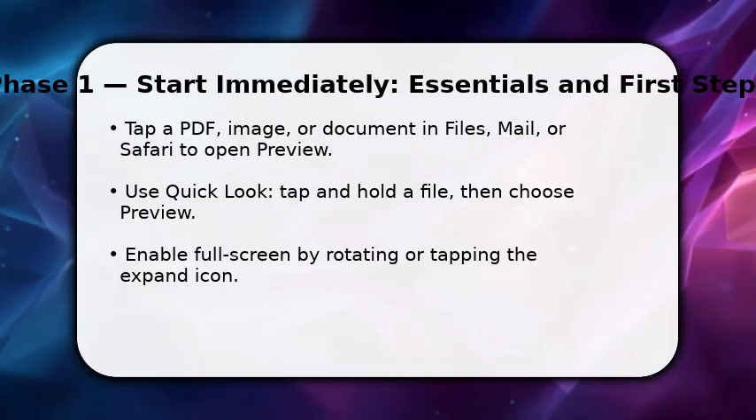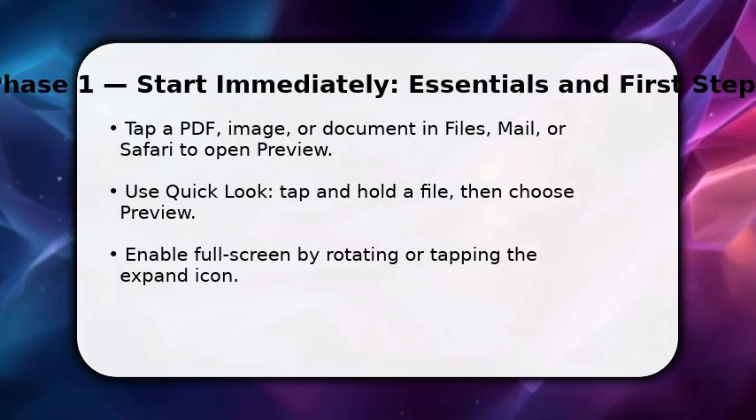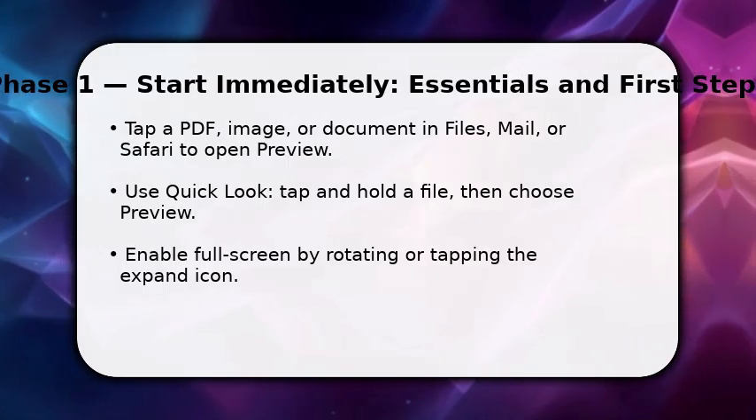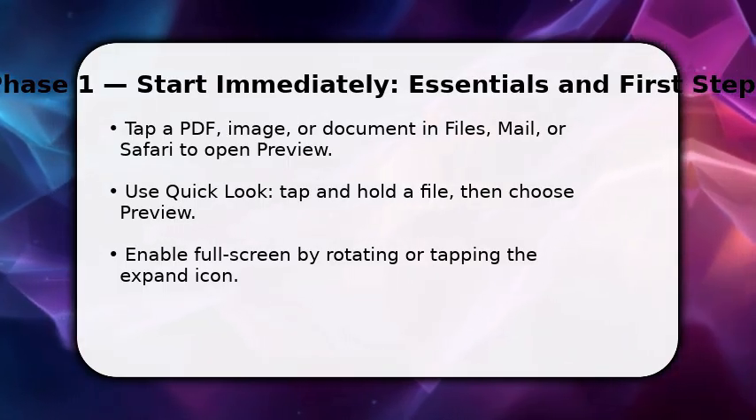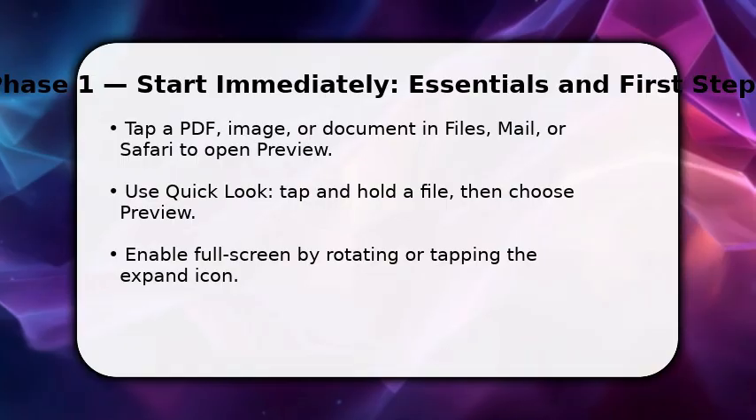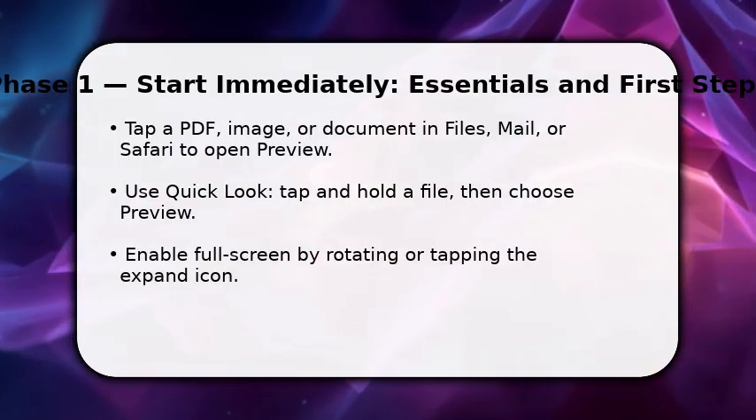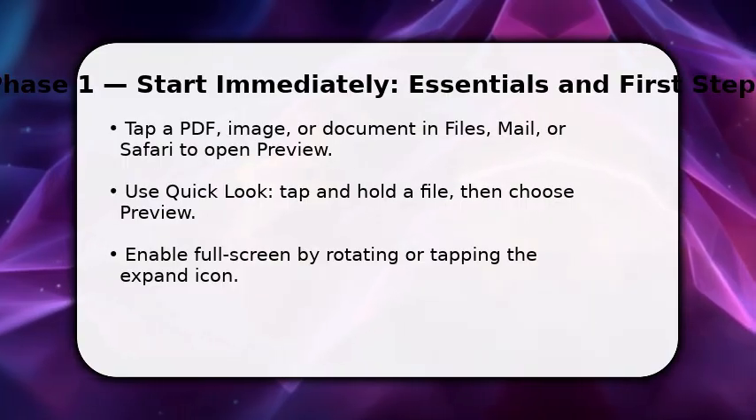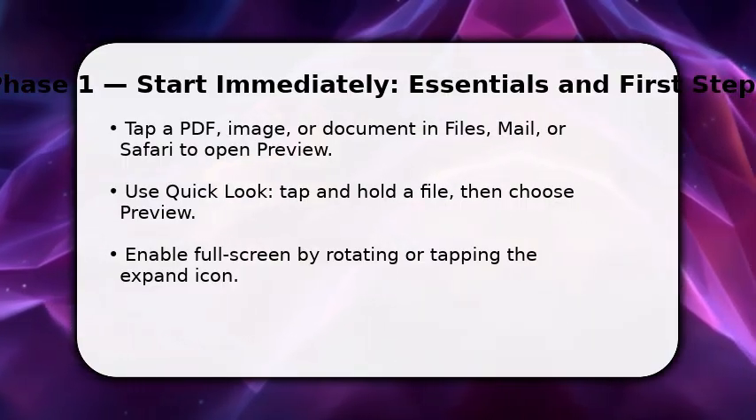You begin by opening the file immediately. Tap a PDF, image, or document in Files, Mail, or Safari to launch Preview. Once open, make sure you use Quick Look. Tap and hold any file and choose Preview to skip extra steps. You can rotate your iPhone or tap the expand icon to enter full screen mode for distraction-free reading.